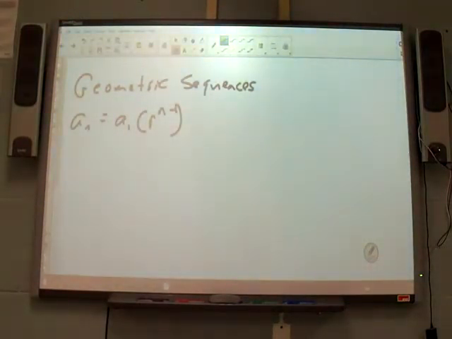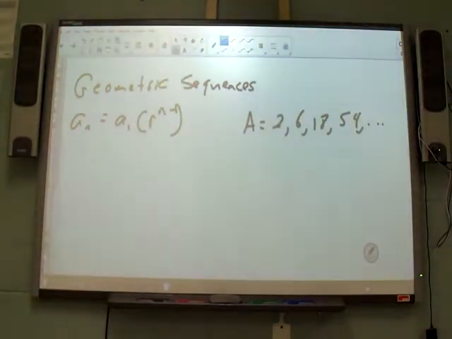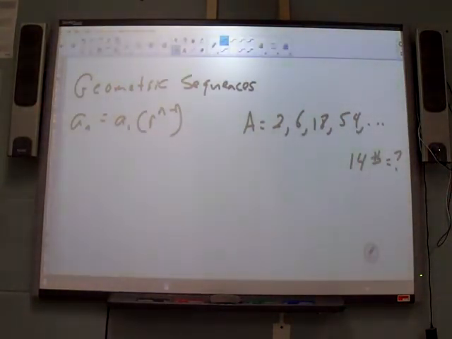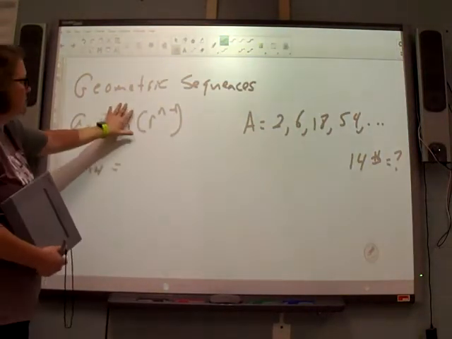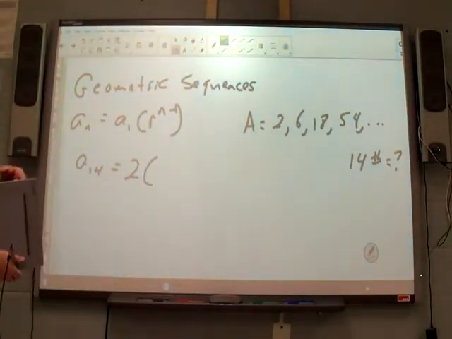So if I go back and give you that same sequence that we had just a second ago, 2, 6, 18, 54, and I ask you now for the 14th term. What is the 14th term in that sequence? Okay, well, let's fill in our blanks in our formula over here, see what we're looking for, see what we can figure out. So we're looking for the 14th term, so I'm going to write a sub 14 is equal to a sub 1. Remember, a sub 1 stands for your first term, so our first term is 2. So I'm going to put 2 in that place, times, you got to know your r.